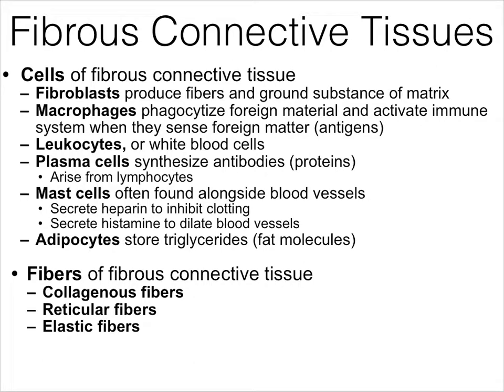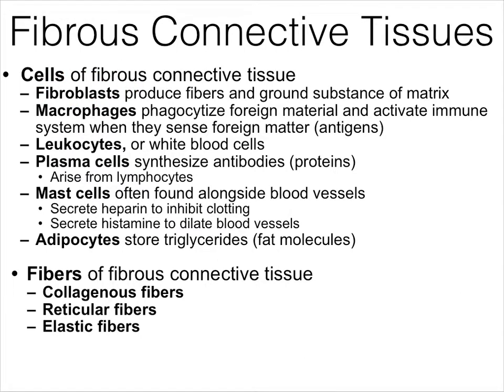So fibrous connective tissue. Why is it called fibrous connective tissue? Because the extracellular matrix, remember, connective tissue is all about the extracellular matrix, is primarily fibers. It has lots and lots of fibers, very few cells, or at least fewer cells than you would expect. What types of cells will you find in fibrous connective tissue? Well, the most abundant is going to be fibroblasts.